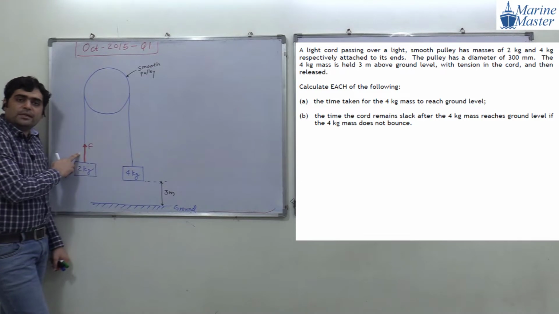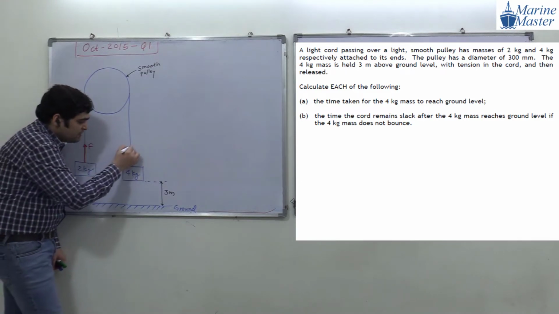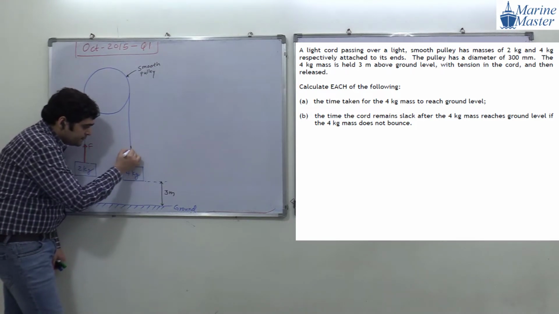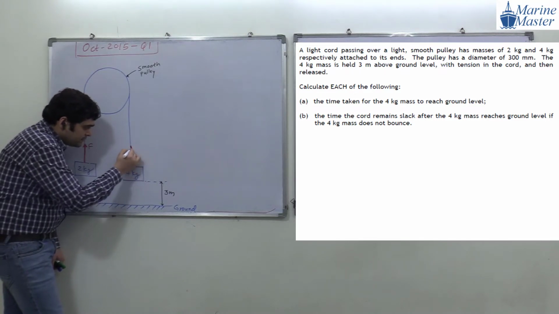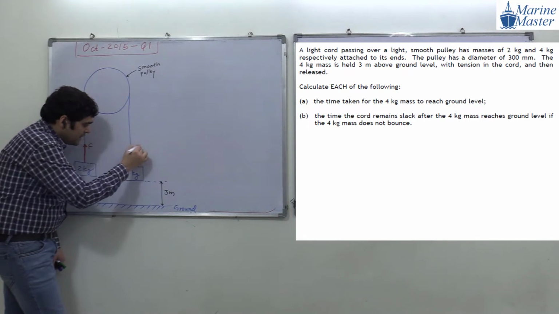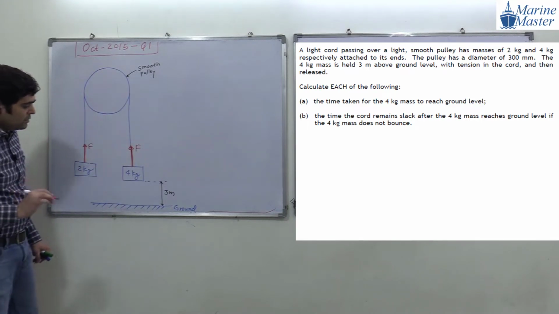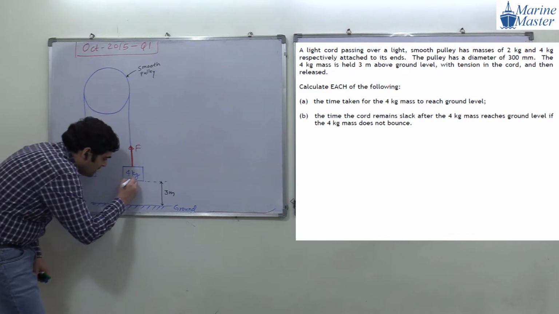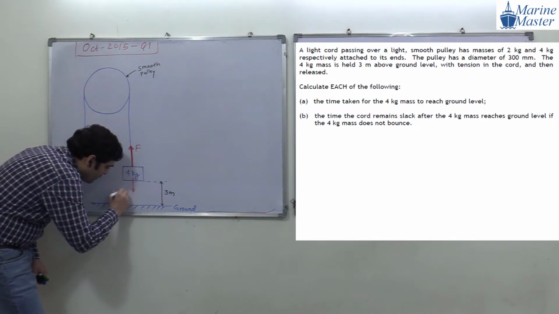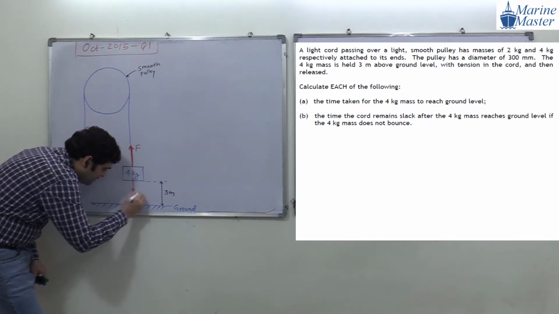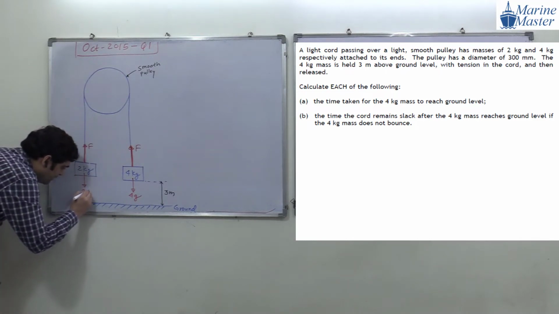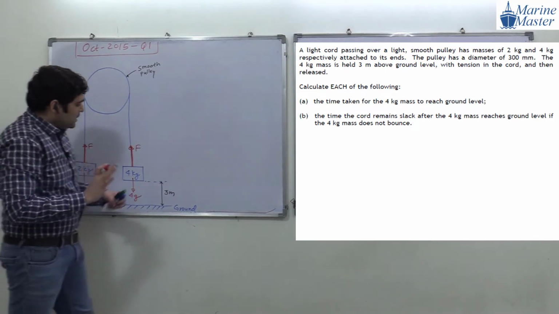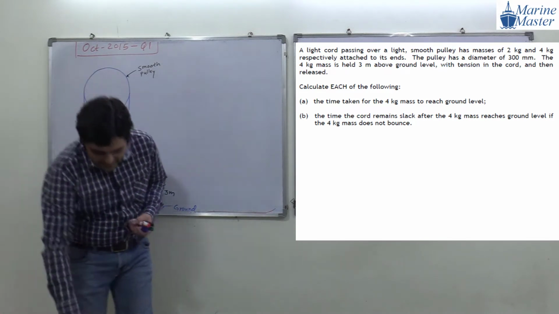Then automatically this tension will also be F. Now what will be the weight of the 4 kg mass? This weight will be 4g. What will be the weight of the 2 kg mass? This weight will be 2g.